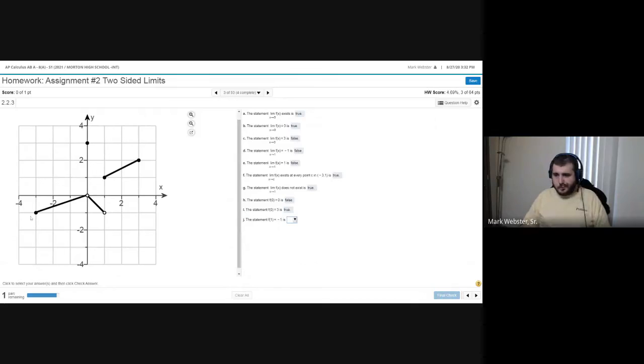F of 1 is -1. So let's look. At 1, where's the solid dot? Is it at -1? Is that an open circle or a closed circle there? It's open, so it's not there, right?